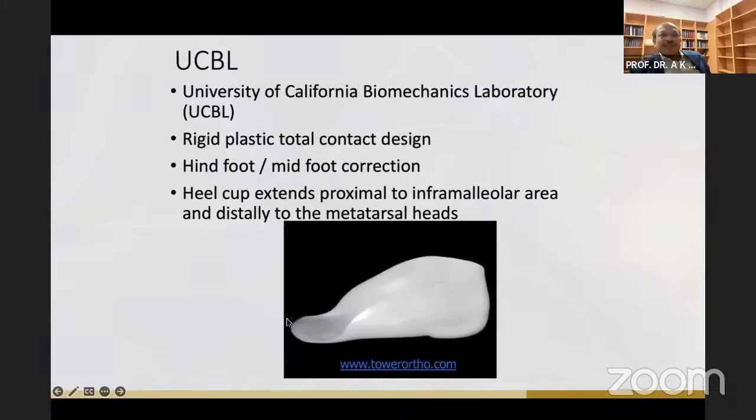Now, this UCBL, what is that? Sometimes it is used, University of California Biomechanics Laboratory. So there is a rigid plastic total contact design. If it is a painful hind foot, suppose a calcaneum fracture or calcaneum osteomyelitis, and the patient is complaining of severe pain during walking, this sort of orthosis can be used along with the foot piece.